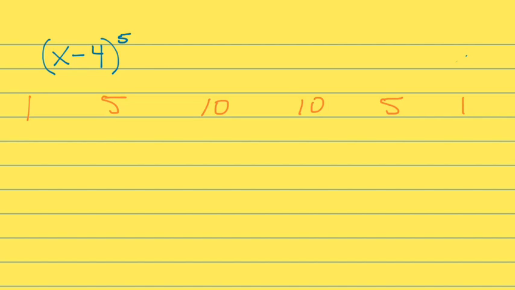Okay. And so here's what we do. Normally when we multiply these out, so if it's (x - 4) to the 5th power, the highest exponent we're going to have is x to the 5th power.